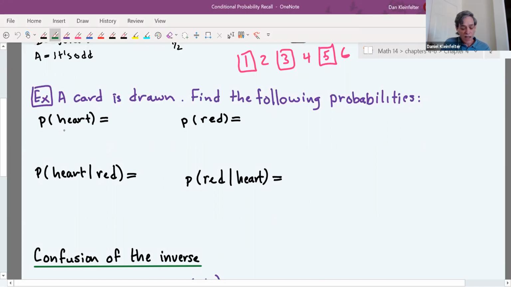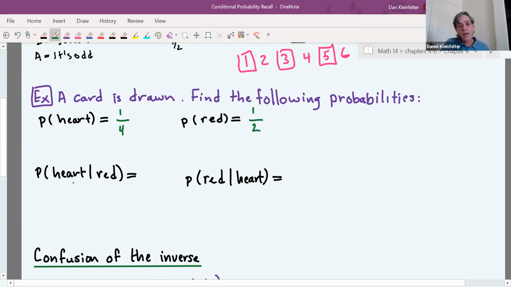All right, so we want to figure out the probability of getting a heart. The probability of getting a heart is 1/4. There are 4 possible suits. One of them is hearts, so it's a 1/4 chance. Okay. The probability of getting a red card. Well, half the cards are red and half are black, so the probability is 1/2.